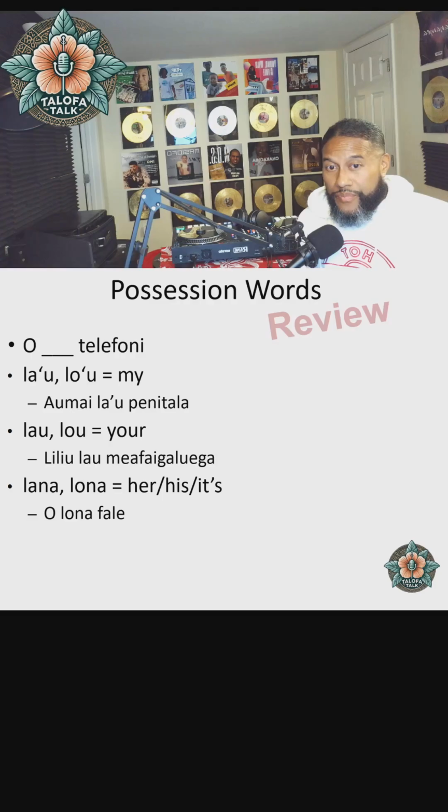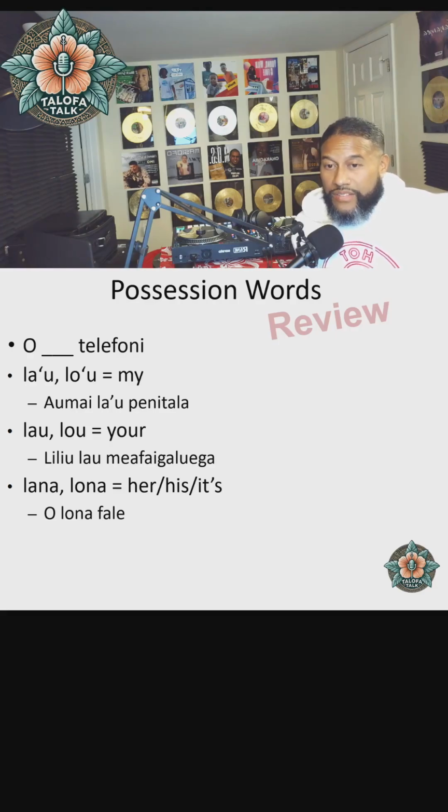Again, like we did pronunciation, we did alphabet and all of that. Go back and look at lesson 1 and lesson 2, and then you'll get caught up, especially with words like mea faigaluega. It's a long word, and it's a combination of other words, so it can throw some people off. Lana and lona is her, his, or its. So o lona fale. That just means it's his house, her house, its house.